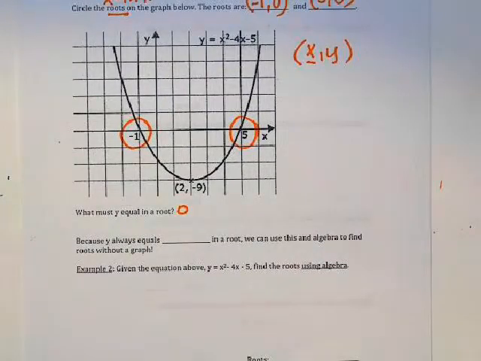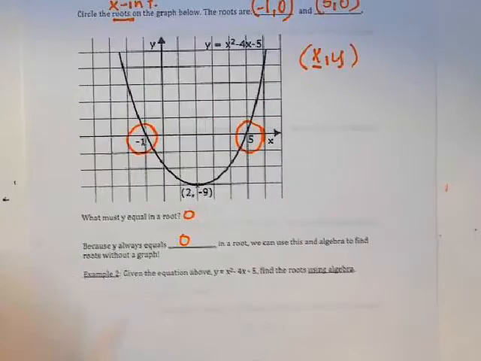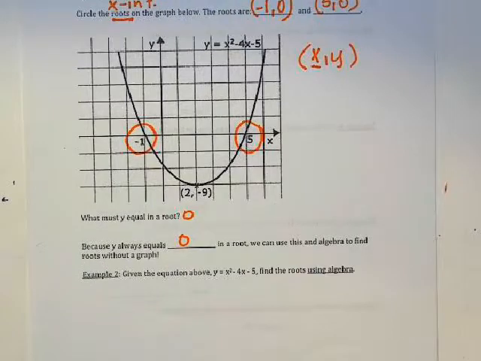Because y always equals 0 in a root, we can use this in algebra to find the roots without a graph. Okay. Yay. So it says, given the equation above, y equals x squared minus 4x minus 5, find the roots using algebra. So today, I don't want you to graph it and look for those roots. Sometimes it might be a decimal. It's hard to tell what the decimal is when you're just looking at a graph. So this helps us find it exactly.